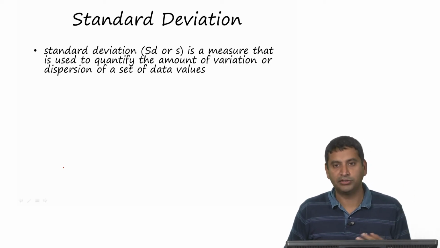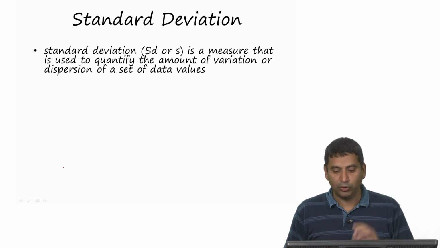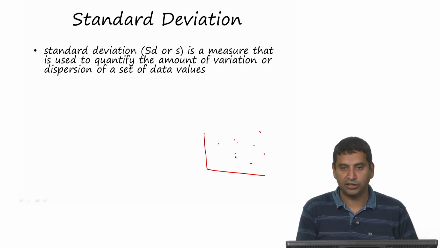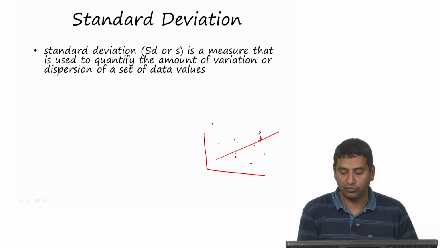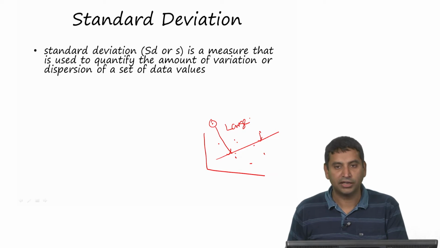I would recommend this as a self study, but standard deviation is basically a measure that is used to quantify the amount of variation. So, when you have data points which are, let us say, something like this, and you try to fit a straight line to it, for example, as you can see, there is a small variation here, whereas there is a huge variation in this case. So, even looking at it, I can tell you that the fit is not very good.